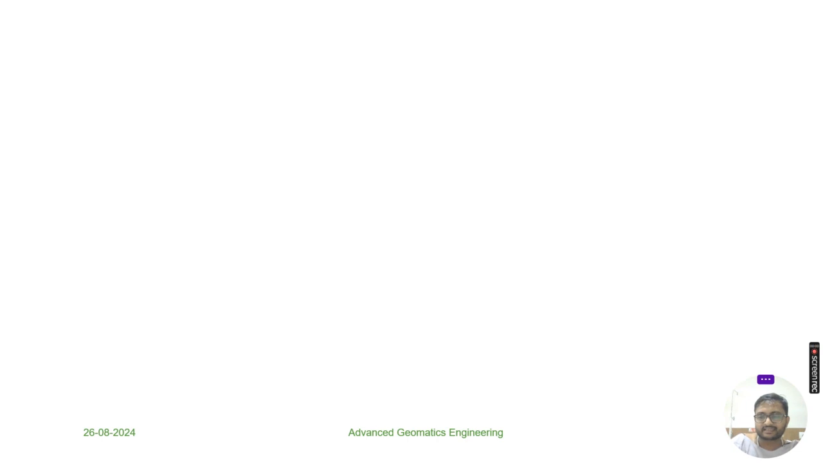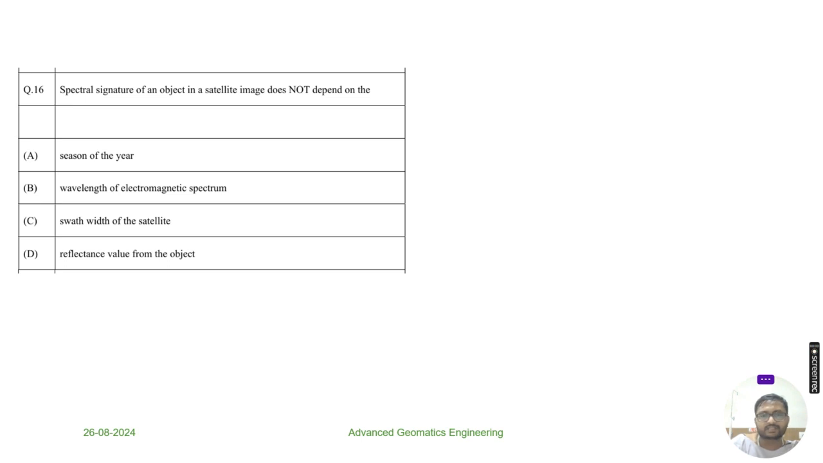This is just an example of last year's assignment question on the same content. Now we'll cover the remaining questions from the GATE syllabus on these remote sensing chapters. Let's recall the spectral signature. The spectral signature of an object in a satellite image does not depend on... What might be the answer according to you?